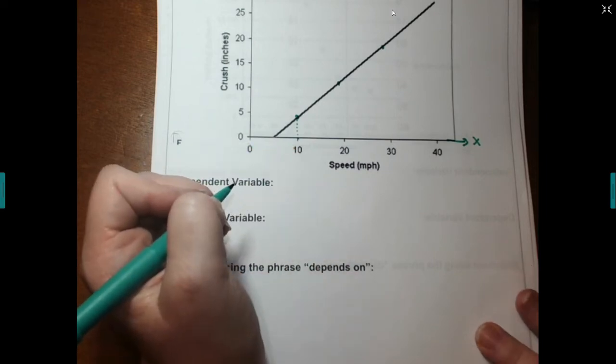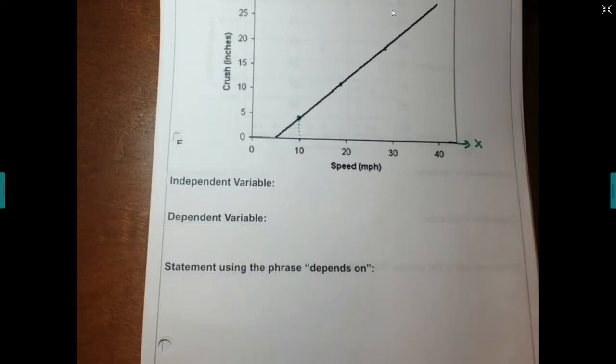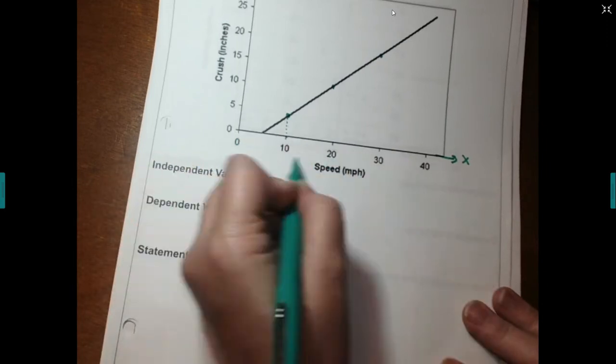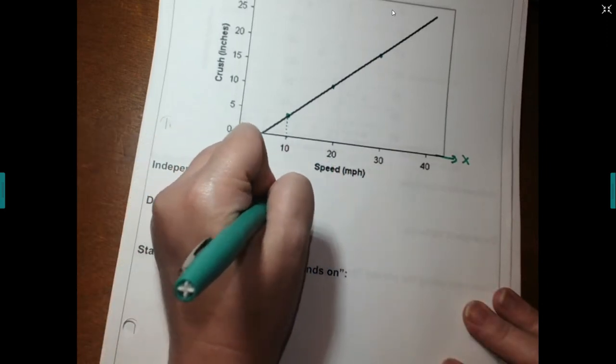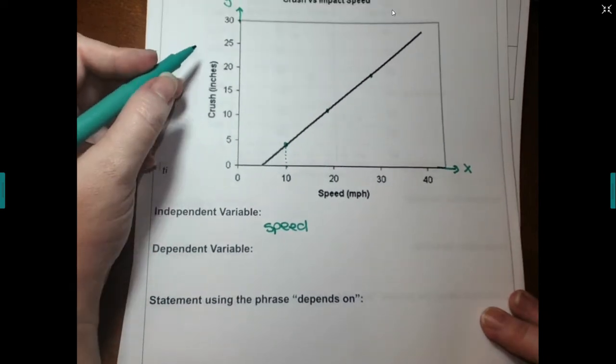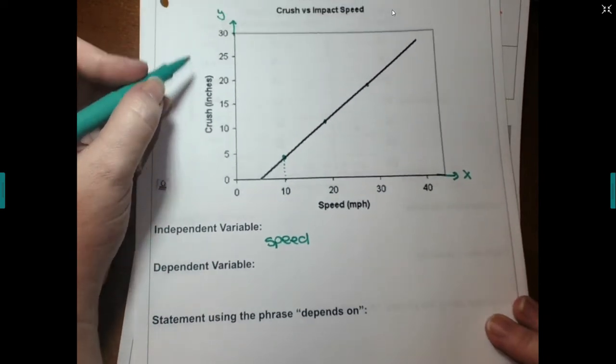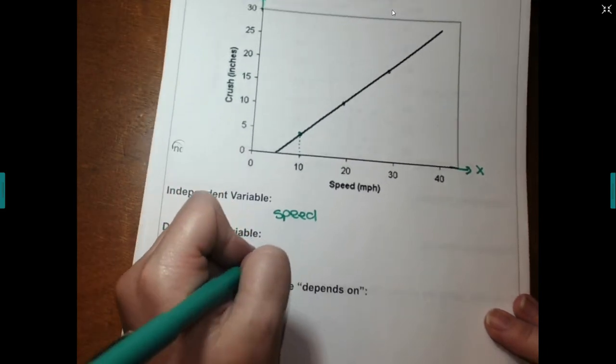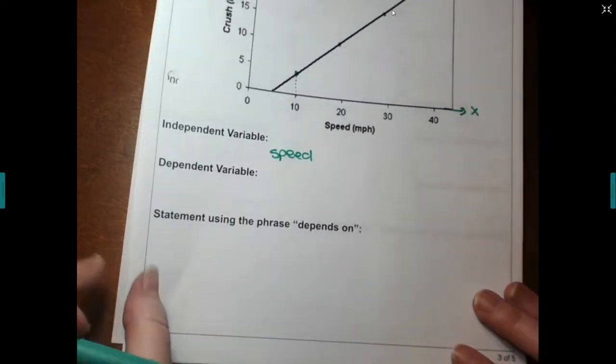So the independent variable is, let me find my notes here. I want to make sure I'm getting them correctly. Okay, so the independent variable is this x-axis. It's my speed. And then the dependent variable is my y-axis. It's my crush. It's how much my car crushes.